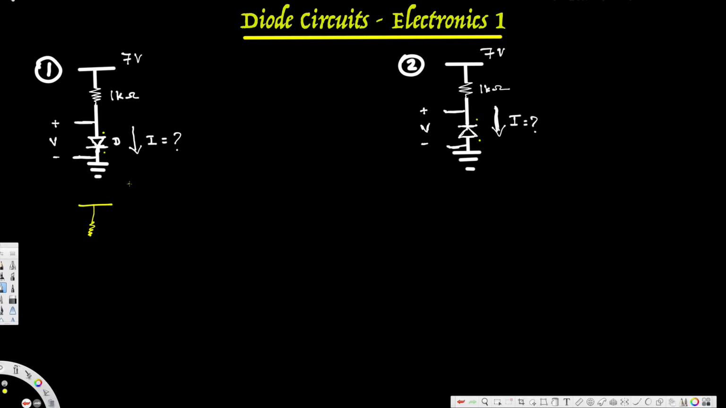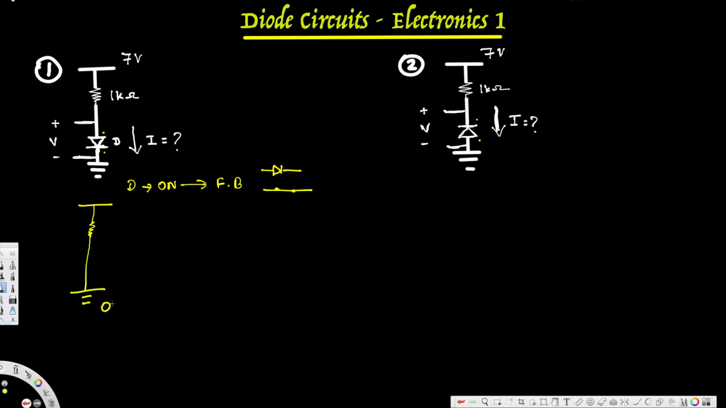We assume the diode is on, or forward bias in other words. When we assume this, we replace this diode with a short circuit. So we replace this one with a short circuit like this. The new circuit is going to look like this, just a straight line.